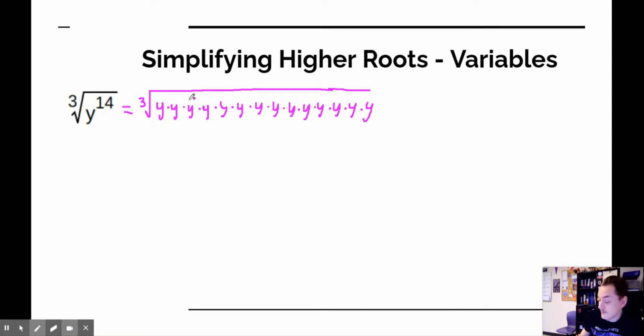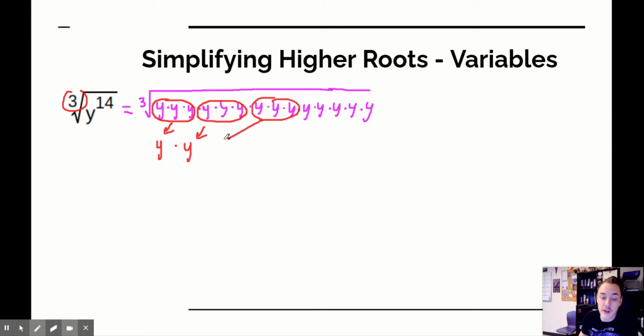So this is the hard way. What does this mean? Think about it, guys. The index is 3, which means I need to circle 3 y's at a time. So that's one group, then another group, and another, and another set. I use pair lightly, obviously it's not a pair of 2, it's a group of 3. But what's left over? 2 y's are left over, so times the cube root of y squared.